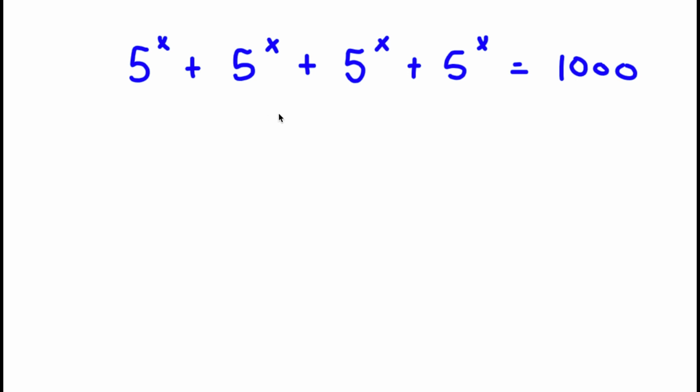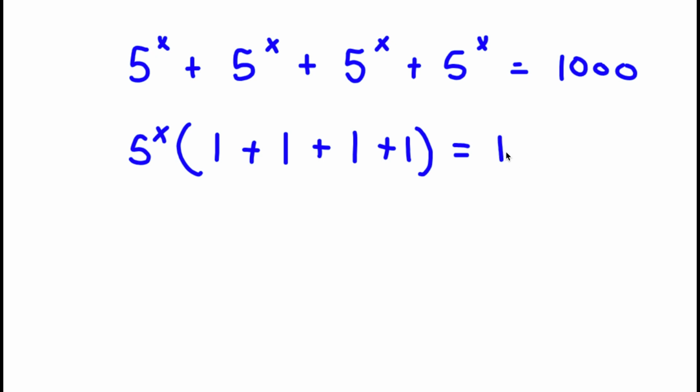Alright, so in this problem, I have 5 to the power of x plus 5 to the power of x plus 5 to the power of x plus 5 to the power of x is equal to 1000. So, the first thing I'm going to do is I'm going to factor out 5 to the power of x from my left-hand side. So now I'm going to have 5 to the power of x times, well, 5 to the power of x divided by 5 to the power of x is 1. So I have 1 plus 1 plus 1 plus 1, and this is equal to 1000. Now, if I simplify what's in the parentheses, I get 4. So now I have 5 to the power of x times 4 is equal to 1000.